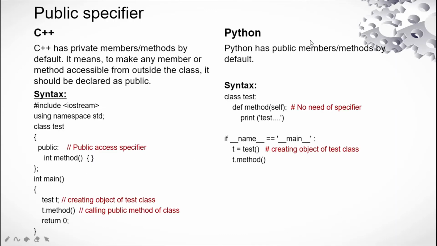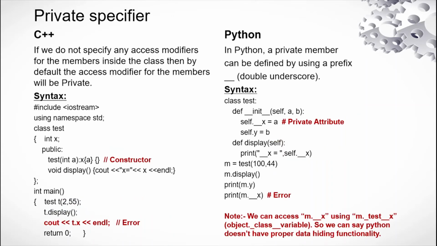So let's see the public access specifier first. In C++ by default all the members will be private. So if you don't define any access specifier, it will be considered private, okay. And in Python you don't need to define any access specifier. By default all the members and methods will be public. So if you see, you can access that method by creating the object, and if you comment out this part, the access specifier, then this will throw an error. So yeah, let's move to private so you will get a better understanding.